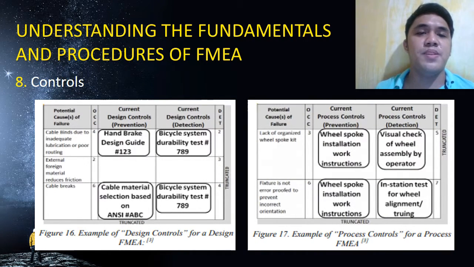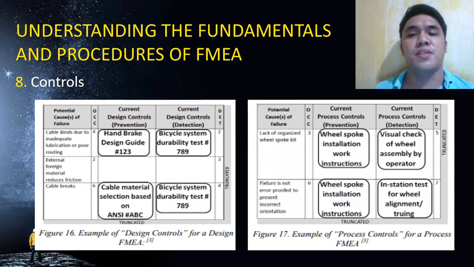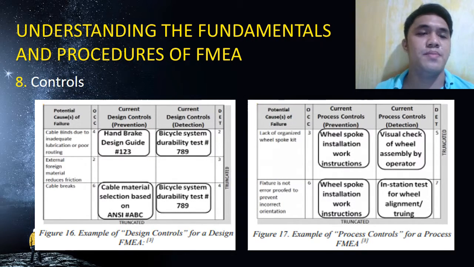For process FMEA, prevention type process controls describe how a cause, failure mode, or effect in the manufacturing or assembly process is prevented, based on current or planned actions. Detection type process controls describe how a failure mode or cause in the manufacturing or assembly process is detected, based on current or planned action, before the item is shipped from the manufacturing or assembly plant, and are used as an input to the detection ranking. Figure 17 is an example of process control for process FMEA.